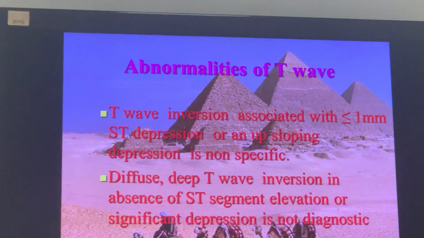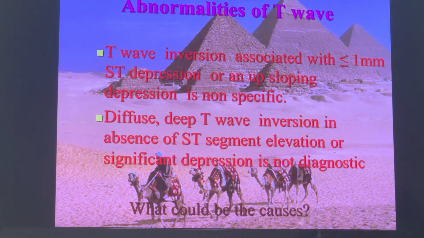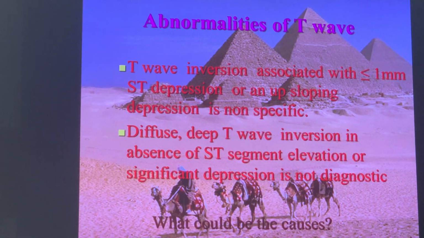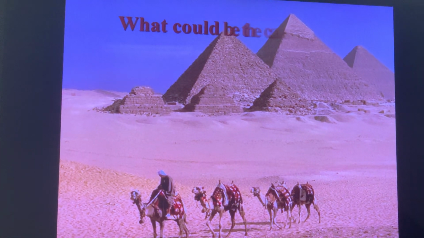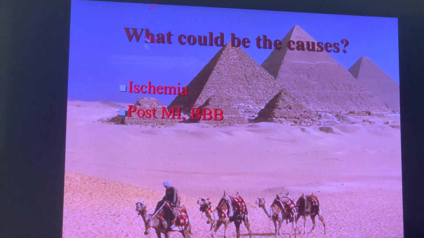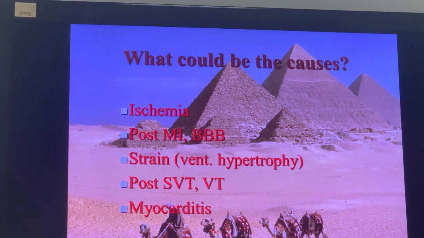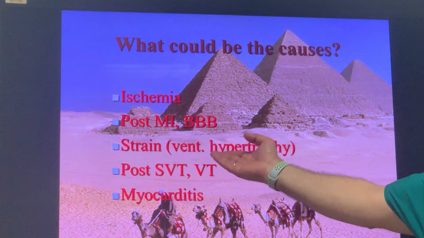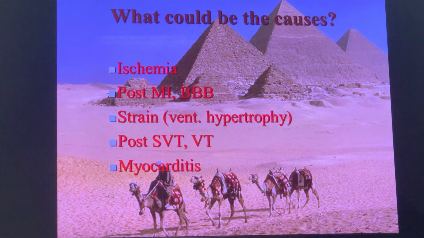Diffuse deep T-wave inversion in the absence of ST segment depression or elevation is not diagnostic, though on some occasions I'll show you. But what might be the cause of it? T-wave inversion could be ischemia, or post-MI, because in the evolving stage of MI it goes to ST and T-wave inversion.